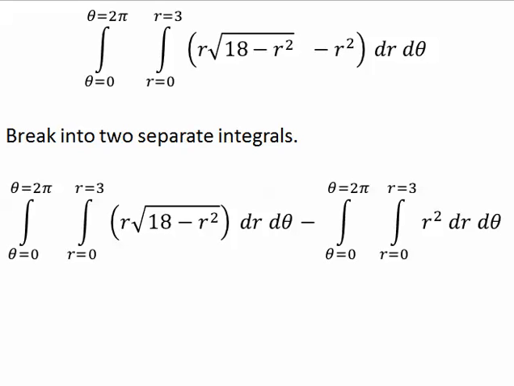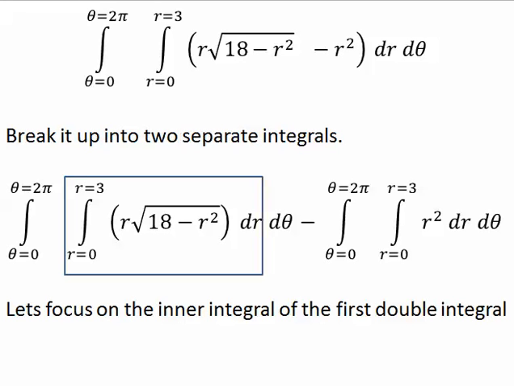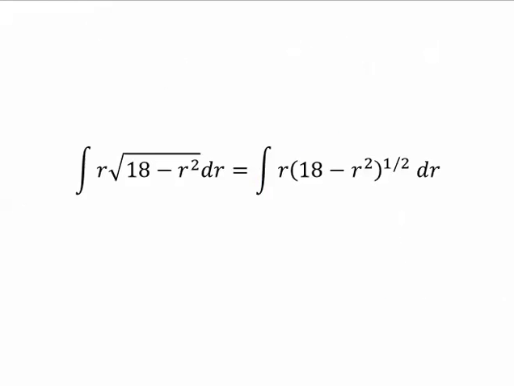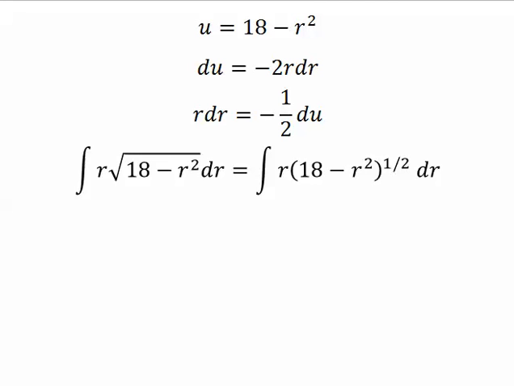And so I'm just going to look at one piece of this puzzle, and that is the inner integral of the first double integral. I want to just look at that integration. Instead of using radical notation, I'm going to switch over to exponent notation. And I need to do a u substitution. Let u equal 18 minus r squared. And if I do that, du is negative 2r dr. And so instead of r dr, I'm going to replace that with negative 1/2 du.